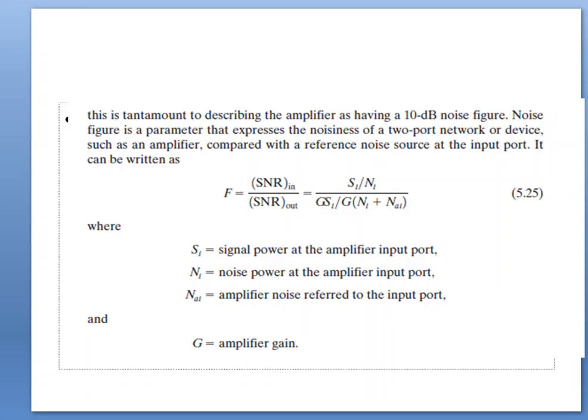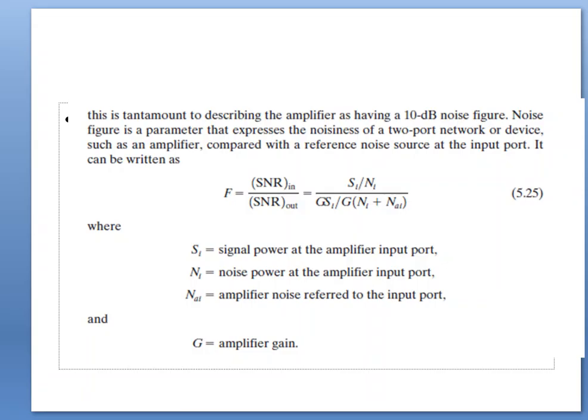This is one way of describing the amplifier as having a 10 dB noise figure. Noise figure is a parameter that expresses the noisiness of a two-port network or device, such as an amplifier, compared with the reference noise source at the input port.